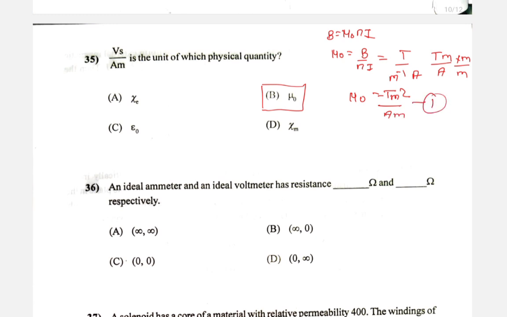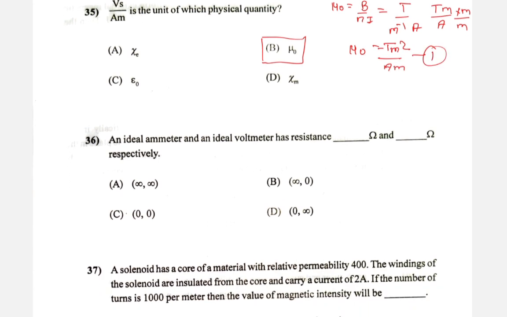Let's call this equation 1. Now we know that Tesla meter square is equal to magnetic flux, B into A, which is flux phi. Leave it here, and give it the name equation 1. Now we note that E is equal to d phi by dt.